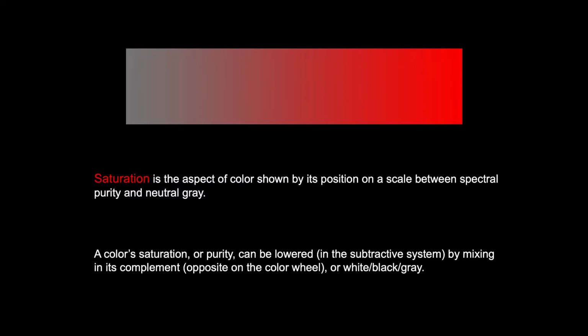Finally, our third aspect is saturation. Saturation is the aspect of a color shown by its position on a scale between spectral purity and neutral gray. A color's saturation or purity can be lowered in our subtractive system by mixing in its complement, also by mixing in white, black, or gray.